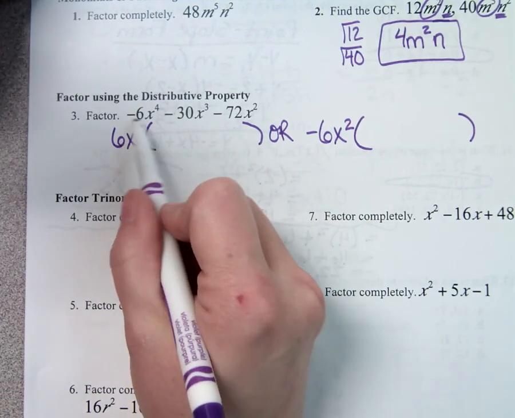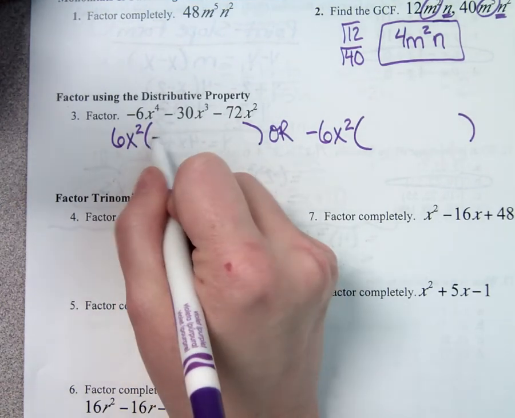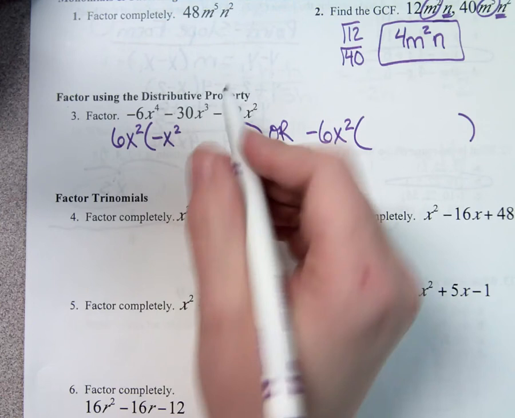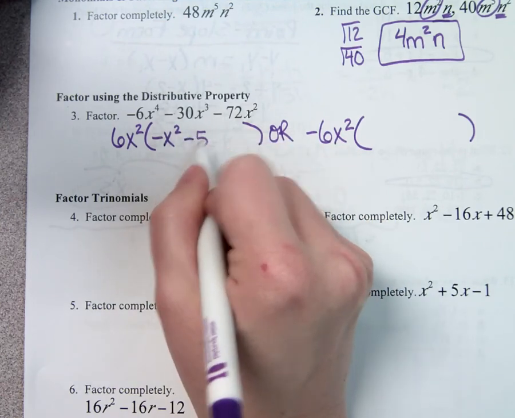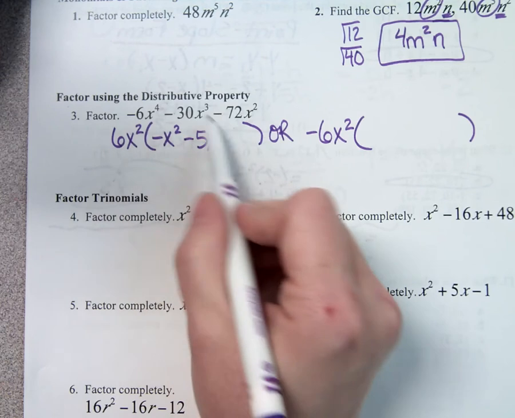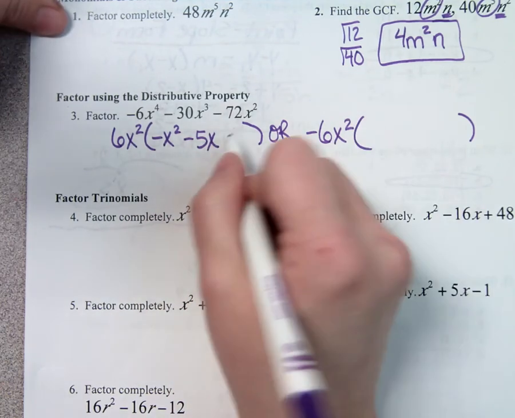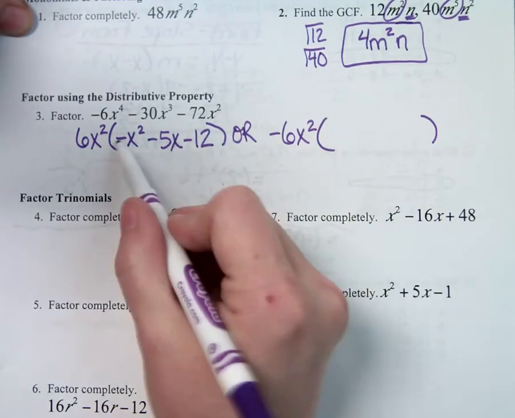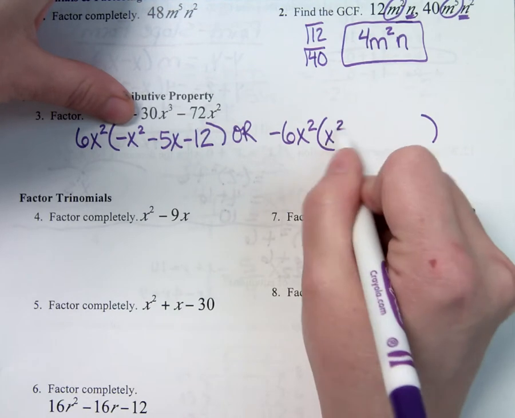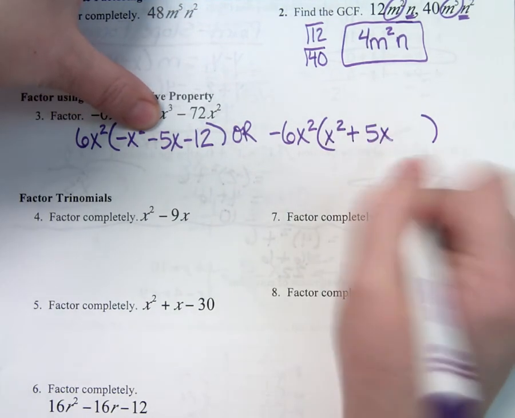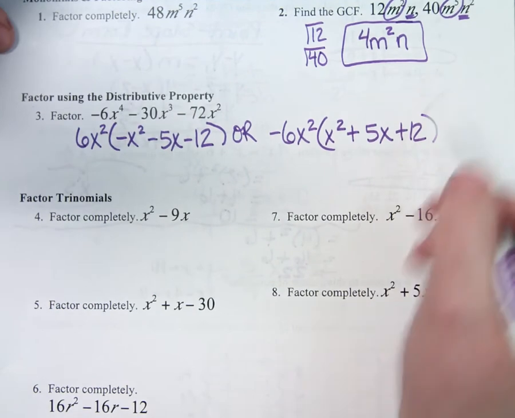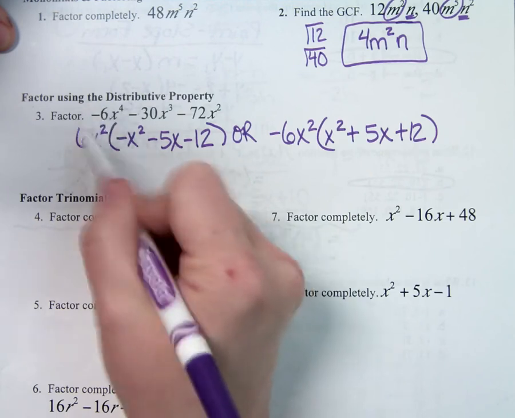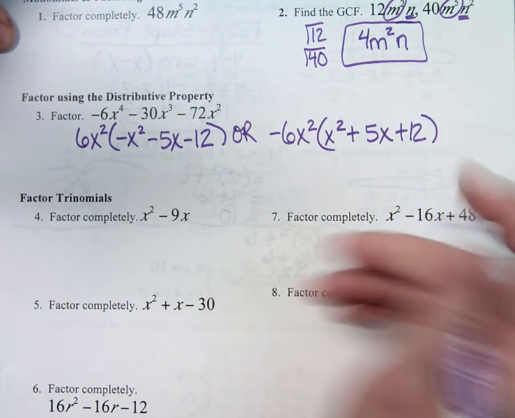With this one, I ask myself, 6x squared times what gives me this? It would be a negative x squared. 6x squared times what gives me a negative 30x cubed? It would be a negative 5x. And 6x squared times what would give me a negative 72x squared? It would be a negative 12. This one would be the same inside as this one, except all the signs would switch. This would be a positive x squared, this would be a positive 5x, and this would be a positive 12. This is really the answer we're looking for. So if you ever have your leading coefficient being a negative, we actually do want to pull that negative out.